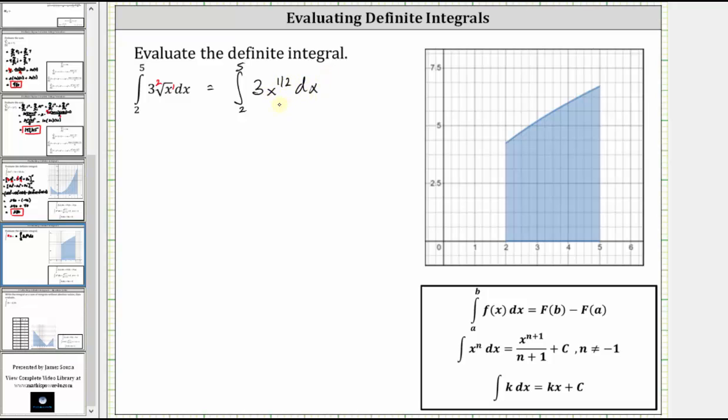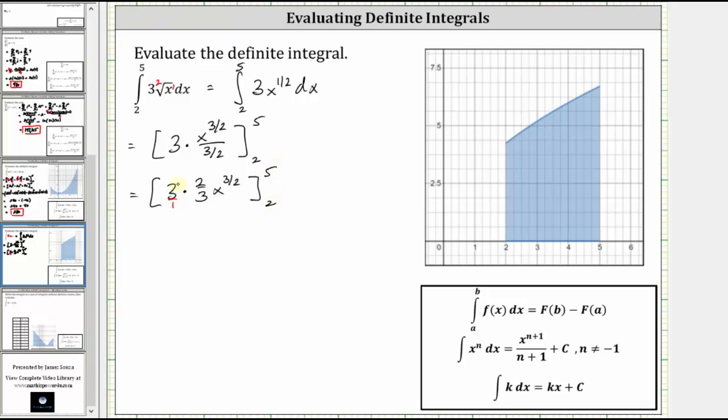And now we can determine the antiderivative using the power rule of integration shown below. The antiderivative is equal to 3 times x to the power of 1/2 plus 1, which is 3/2, divided by 3/2. And now let's simplify the integrand function. Dividing by 3/2 is equivalent to multiplying by the reciprocal of 2/3, which gives us 3 times 2/3 times x to the power of 3/2.